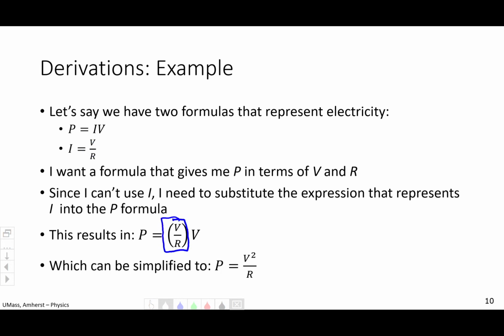So here it is. We went from P equals IV, then we substituted in the formula for I, V over R. And then if we simplify it, we have two V's and an R, so power is voltage squared over resistance. That's our first derivation. We have come up with a formula that takes voltage and resistance data and pumps out power data. All right? So that's the first really simple example of a derivation.